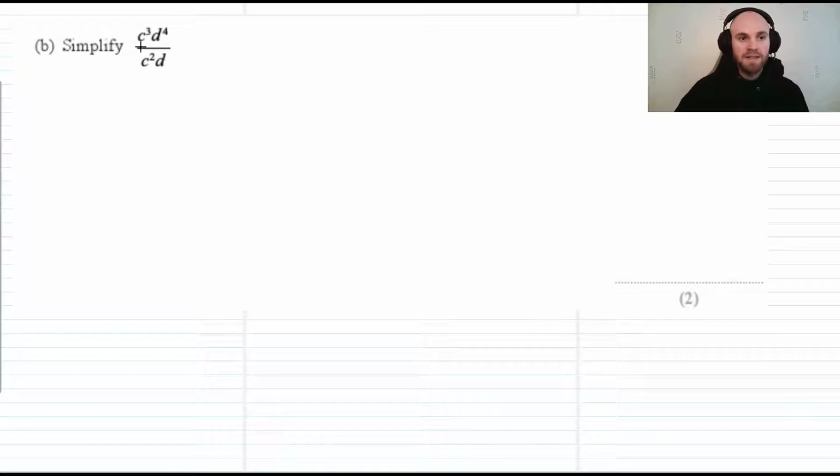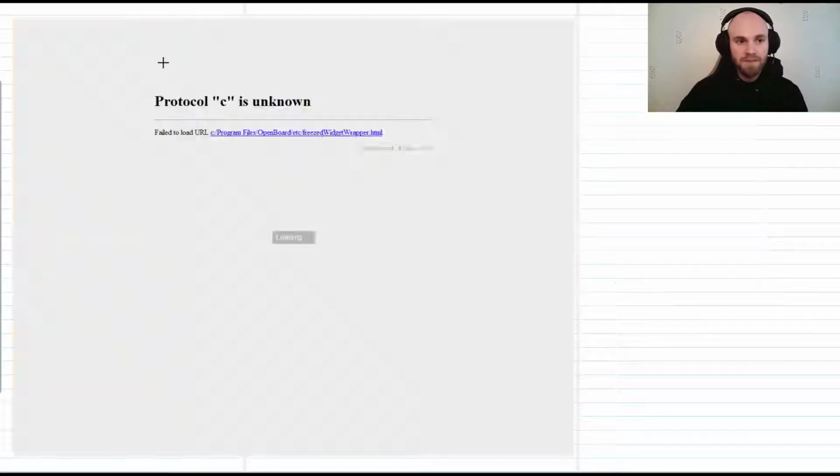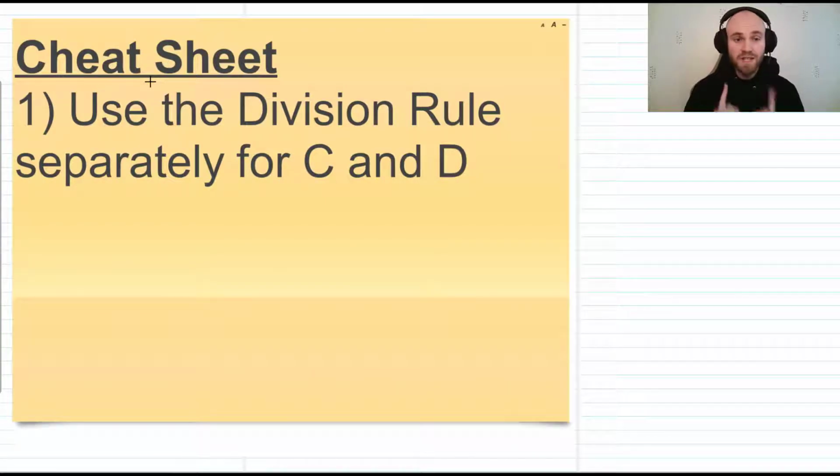Part B, c to the power of 3 multiplied by d to the power of 4, all divided by c squared multiplied by d. So if we go to the cheat sheet, we're going to use the division rule for this one, but we're going to use them separately for c and d. We're going to keep the c values and the d values separate.